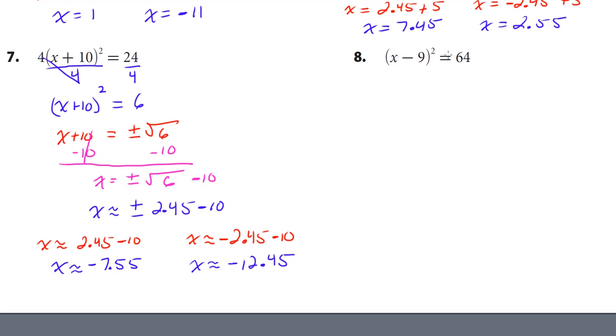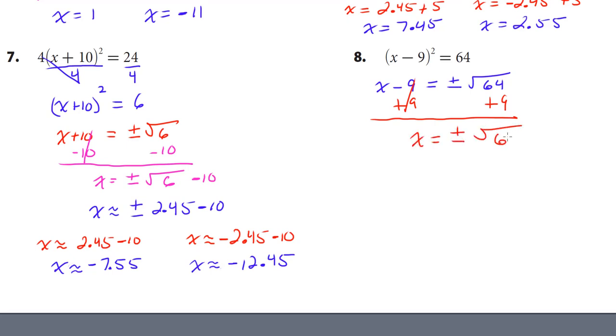Over here, there's nothing to divide first, so I'm just going to get rid of this exponent of 2 by taking the square root of everything. So I have here x minus 9 equals positive or negative the square root of 64. Next, we have to get rid of this negative 9, so we're going to add 9 to both sides. We get x equals positive or negative radical 64 plus 9, and 64 is a perfect square, which is 8, and since it's a perfect square, we don't need to do approximately, so x equals positive or negative 8 plus 9.